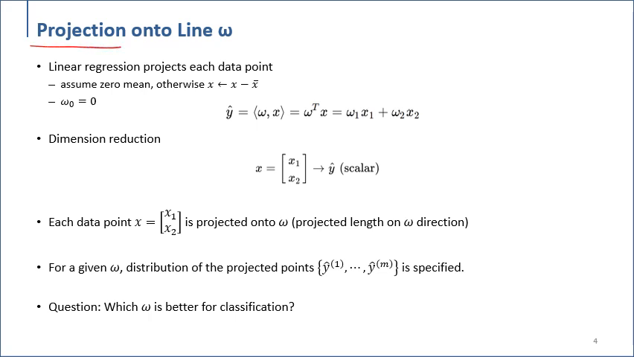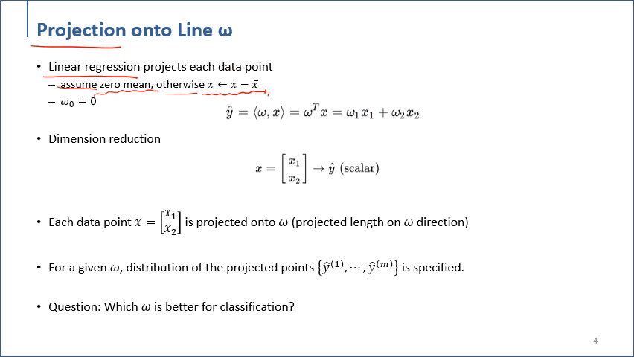So for that, linear regression projects the data points. Here, let's assume zero mean, and in the previous lecture, we have learned how to make the data zero mean. So if you don't have data with zero mean, then you may shift the data by subtracting its mean. By doing so, you can make the original data have a zero mean.